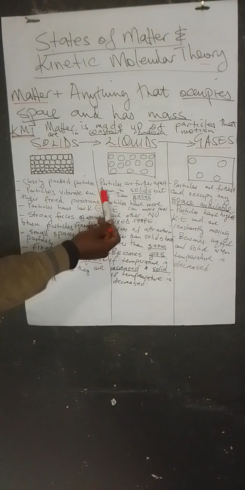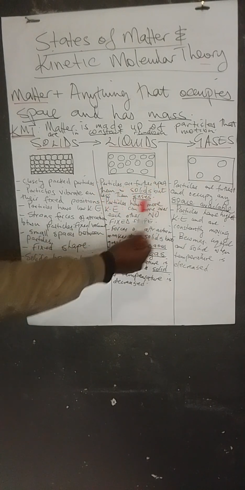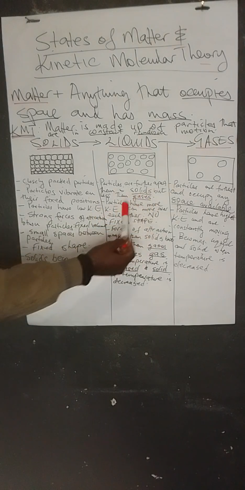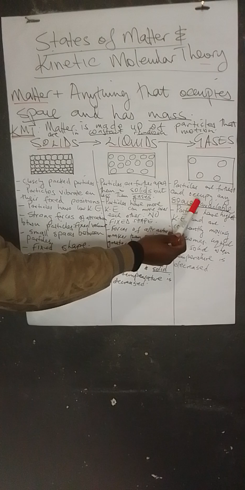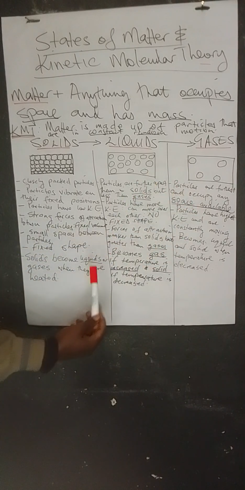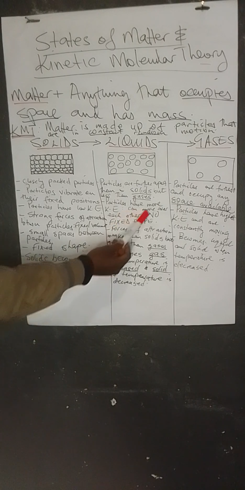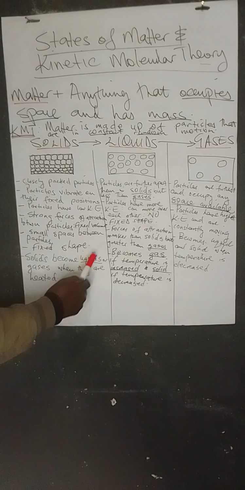Now, what about the liquids? What did we say? We said the particles are much further apart than in the solids, but less than the gases. The particles have got more kinetic energy than the solids, but less than the gas, right? And hence the particles of the liquid can move over each other. No wonder a liquid can flow, and it doesn't have a fixed shape. It takes the shape of the container.